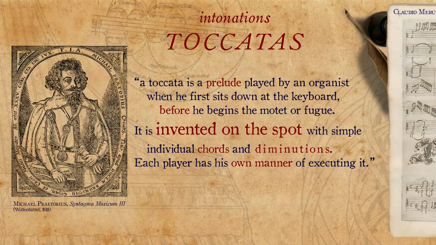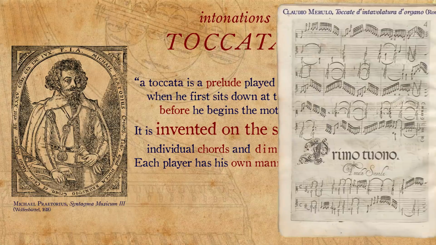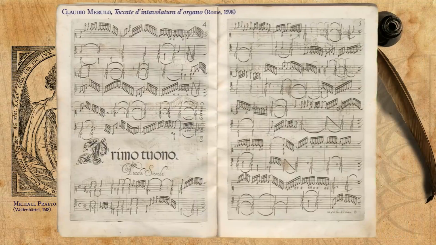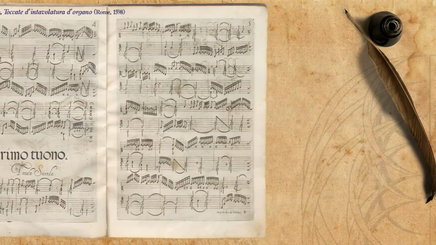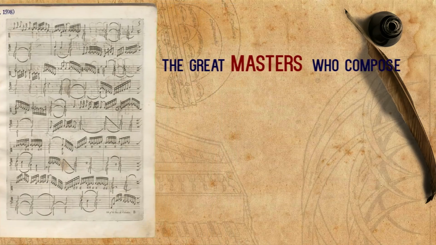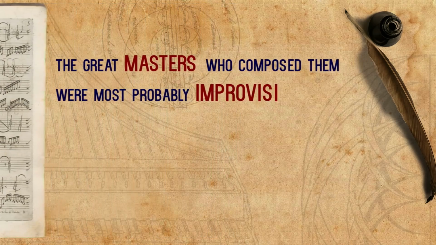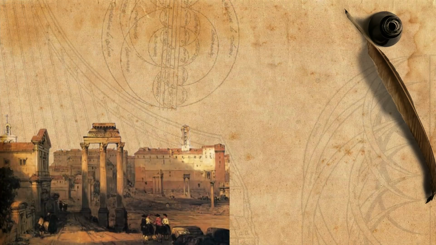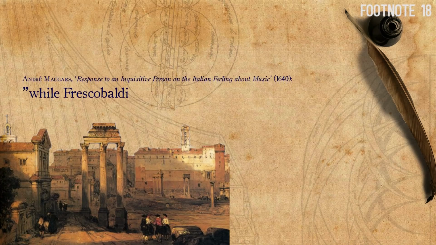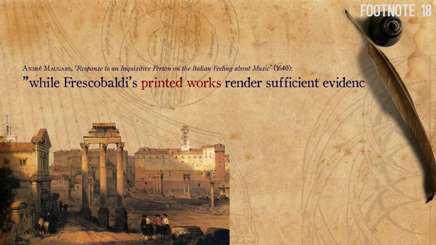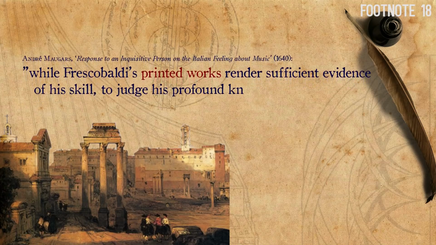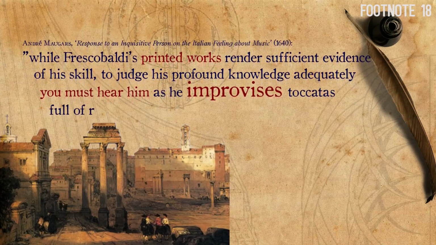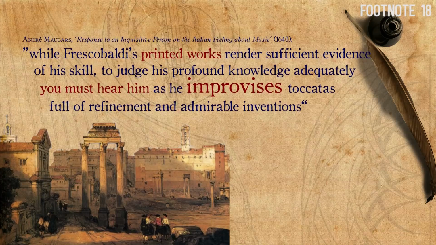Indeed, the countless examples of written-out toccatas from the different countries and different decades are very often filled with virtuosic diminutions. Despite the vast examples of written toccatas we have, the great masters who composed them were most probably improvising them as part of their daily duties. We are told by a French musician visiting Rome that while Frescobaldi's printed works render sufficient evidence of his skill, to judge his profound knowledge adequately, you must hear him as he improvises toccatas full of refinement and admirable inventions.